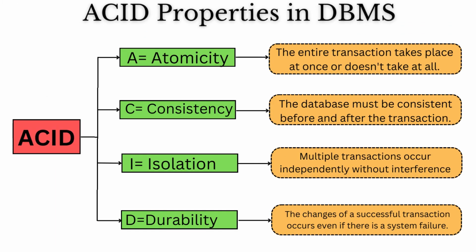The image shows a quick view of ACID properties. Atomicity ensures that the entire transaction takes place at once, or doesn't take place at all. Consistency: the database should be in a consistent state before and after the transaction. Isolation ensures that multiple transactions occur independently, without interference. Durability means the changes of a successful transaction persist even if there is a system failure.